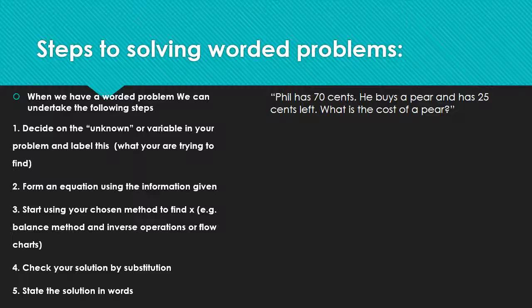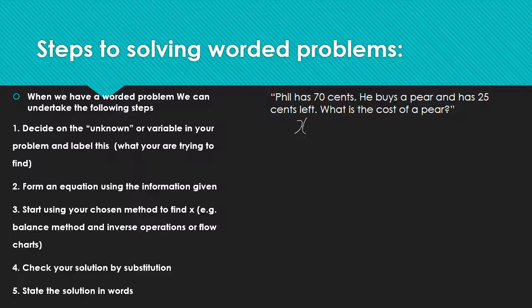So you don't need to copy down this question. We're just going to have a look and see if we can do the steps to this question. It says, Bill has 70 cents. He buys a pear and has 25 cents left. What is the cost of the pear? Alright, so first, what's my unknown? This should be pretty obvious. The thing we're trying to find is the cost of the pear.